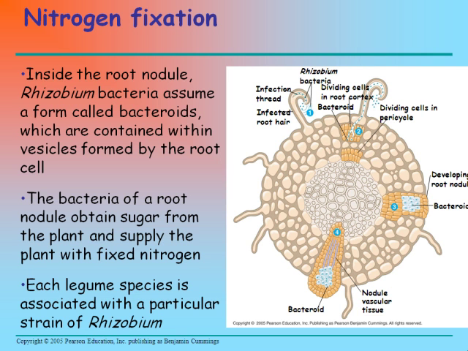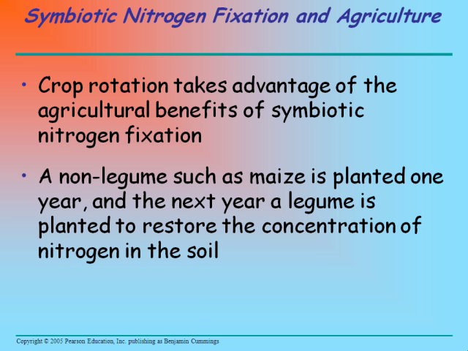So the nodule develops vascular tissue that supplies nutrients to the nodule, sugar, and carries nitrogenous compounds from the nodule into the vascular cylinder to be distributed throughout the plant. Okay, so it's a two-way, they are mutualistic.